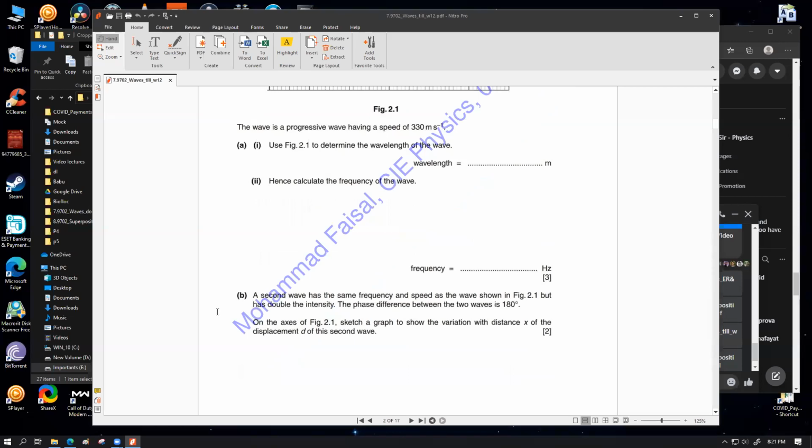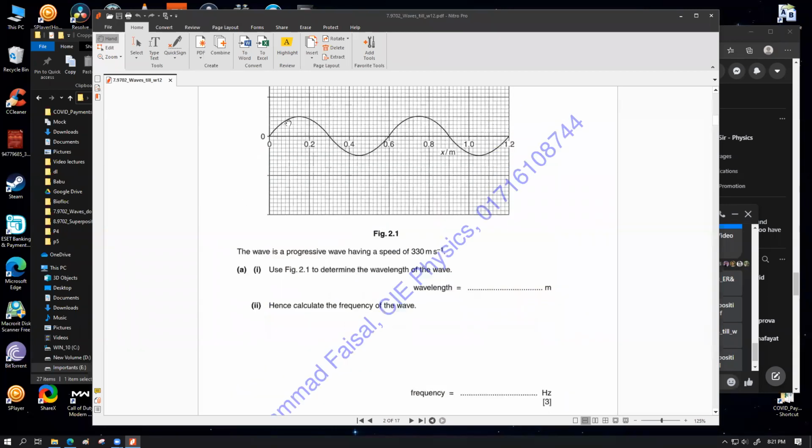Part B is interesting. Have a look. A second wave that has the same frequency and speed as the wave shown in figure 2.1, but has double the intensity. The phase difference between the two waves is 180 degrees. On the x-axis of figure 2.1, sketch a graph to show the variation with distance x of the displacement d of the second wave. So first of all, it says the phase difference is 180 degrees, which means these two waves are going to have reversed crests and troughs. So in places where this wave has crests, the second wave will have troughs and vice versa.